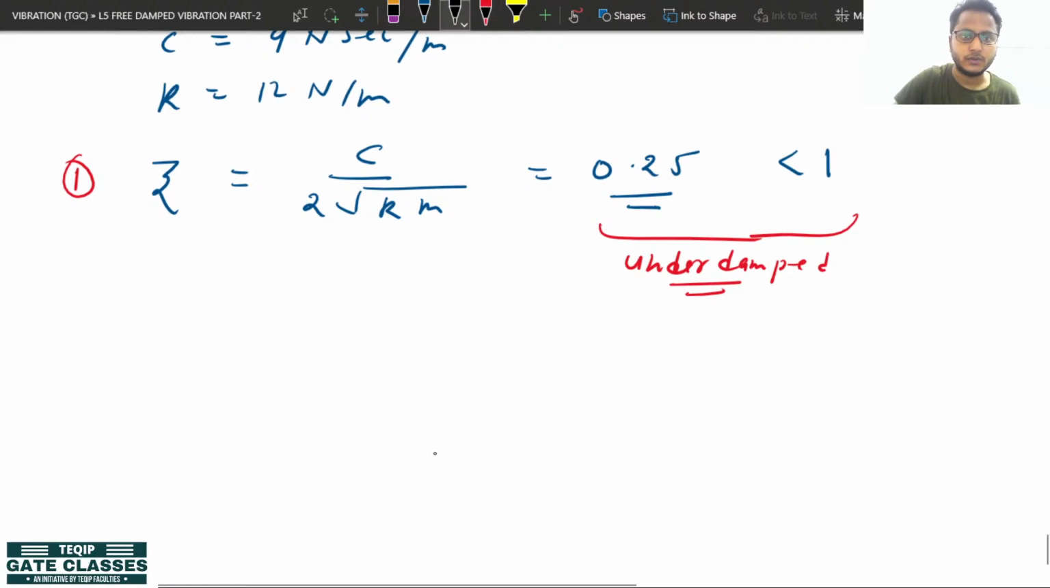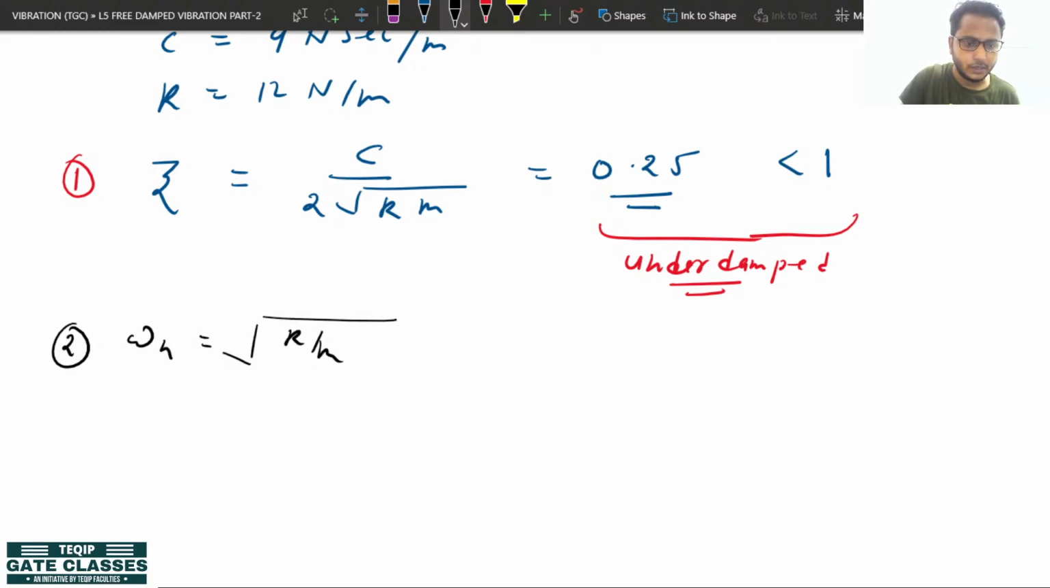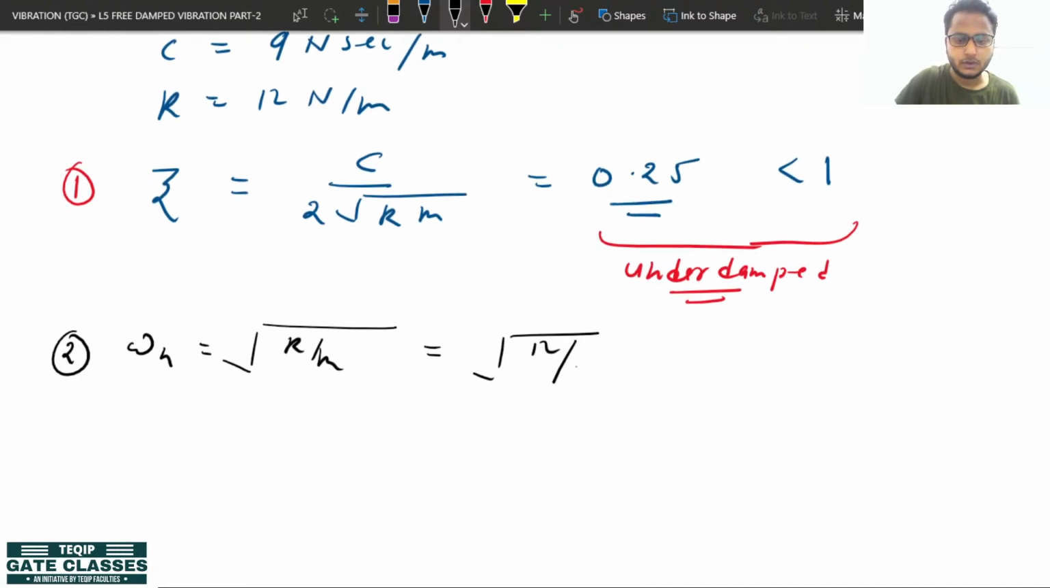Second is natural frequency, omega n. Omega n we can directly find out as root of k by m. What is k? K is 12, divided by m. What is m? M is 25. So root of 12 divided by 25, it will become 0.69 radian per second. Okay.